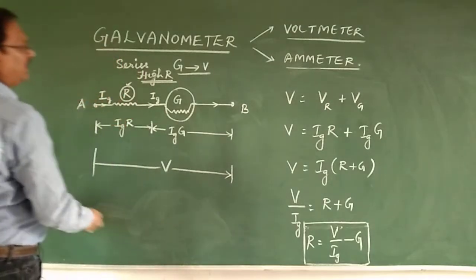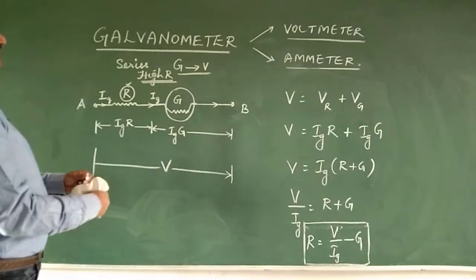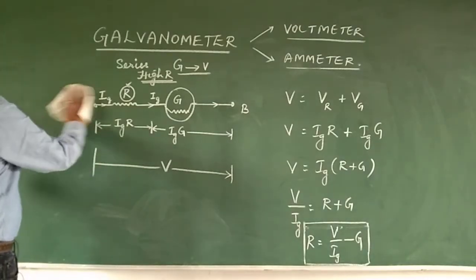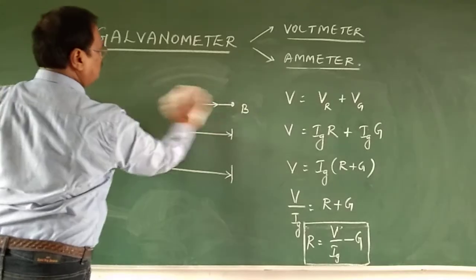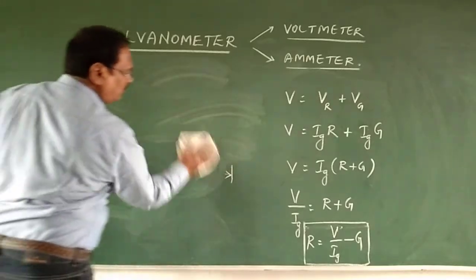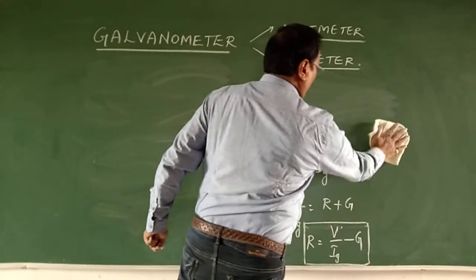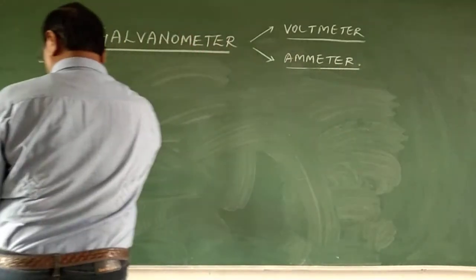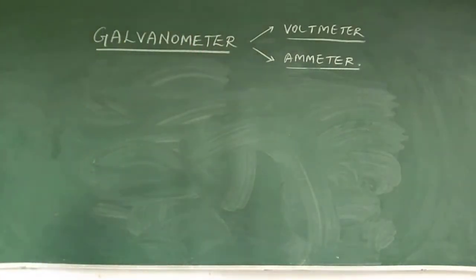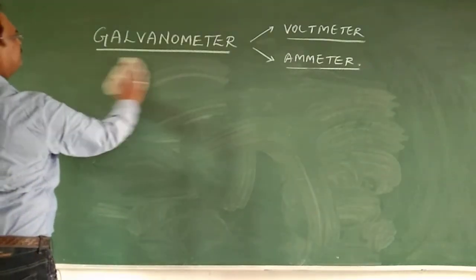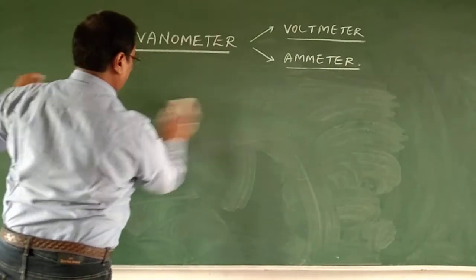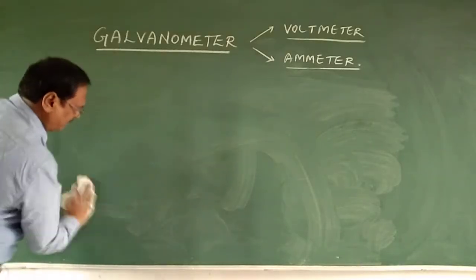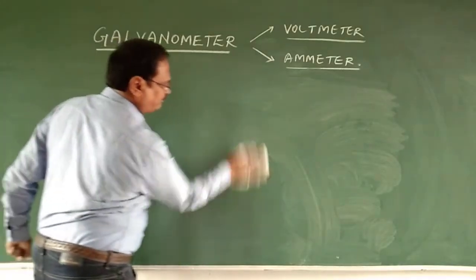So we have now converted a galvanometer into a voltmeter. Now I am going to move to the next idea, how to convert a galvanometer into an ammeter. Fine. Let me erase the board properly.